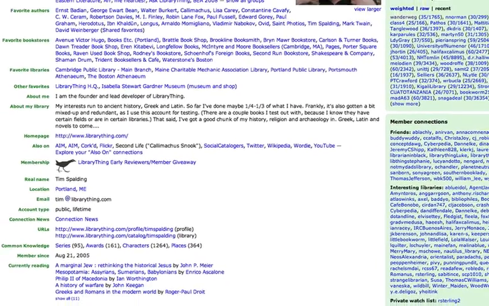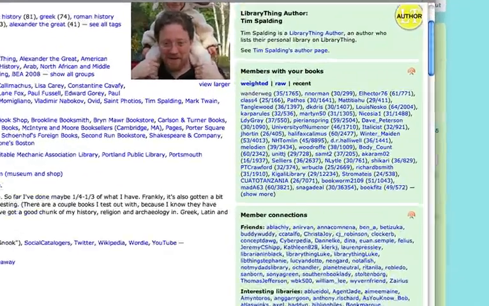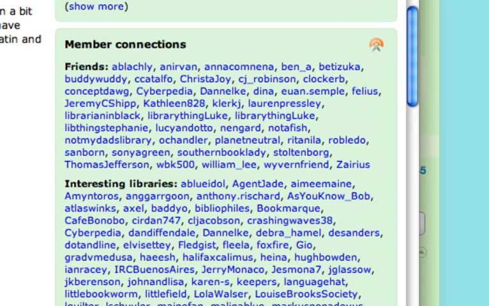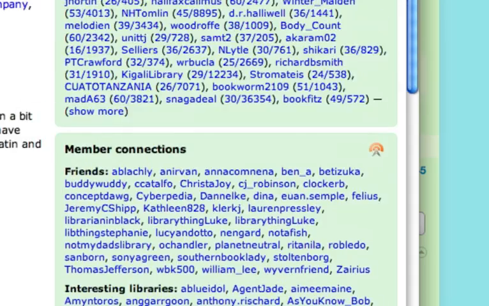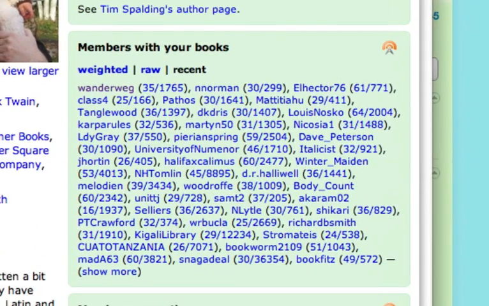Here is social networking. So here's my profile again. LibraryThing has a concept of friends, okay? We have, down here on the right, member connections. Those people are my actual friends. We have a concept of following, like Twitter, that we call interesting libraries. So if I want to tell someone I think your library is interesting, I want to follow you, I can do that without using the word friend, which a lot of LibraryThing members don't like. It's not quite that generation. But a lot of the social action is done through members with your books.